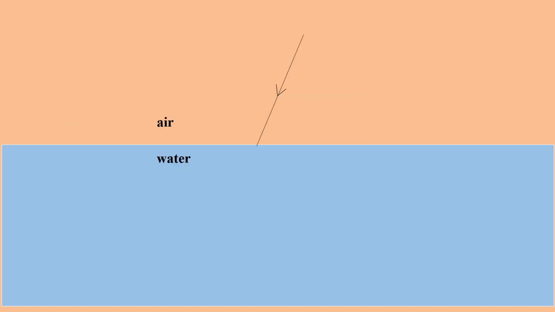Another example would be a ray of light moving from air into water, which is optically denser. Again, we draw a normal at the boundary between the two media, and instead of moving in a straight line, the light will bend towards the normal.